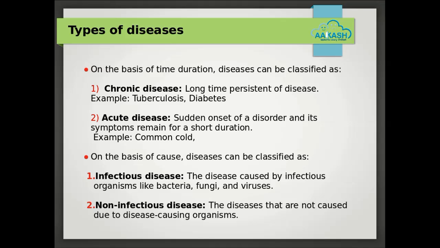B. Acute disease. The onset of an acute disease is rapid and sudden, and it lasts for a short duration. It is cured fast and does not cause major damage. For example, common cold. Based on the cause of disease, they can be divided into two types.